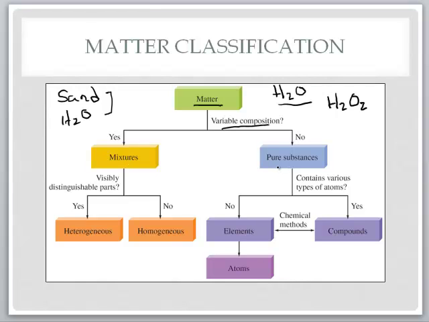Alright, let's talk about pure substances first. Pure substances are going to fall into 2 categories. A pure substance is either an element or it's a compound. Compounds are more than 1 atom bonded together, for example, water. Elements are the individual atoms. We'll talk about the difference between atoms and elements in a bit, but for right now we can say an element is the individual atom. The elements hydrogen and oxygen make up the compound water, which is 2 hydrogens and an oxygen bonded together.